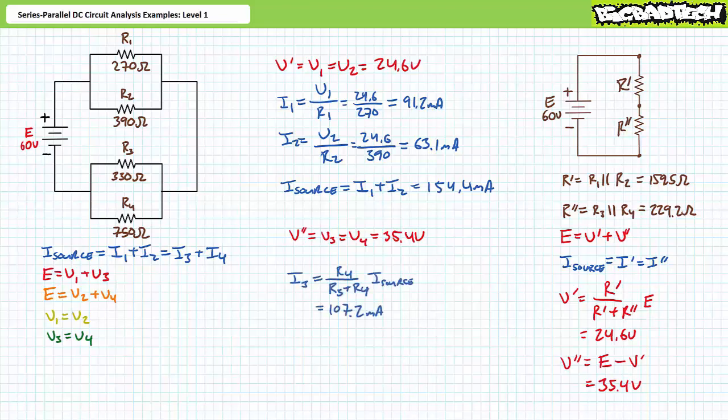An application of the current divider rule solving for I3 demonstrates that I3 is 107.2 milliamperes. A rearrangement of the Kirchhoff's current law equation solving for unknown current I4 demonstrates that I4 is the remaining 47.2 milliamperes. As a means of checking our work, an application of Ohm's law demonstrates that I4 is also 47.2 milliamperes. I've got a reasonable degree of confidence our answers are correct.